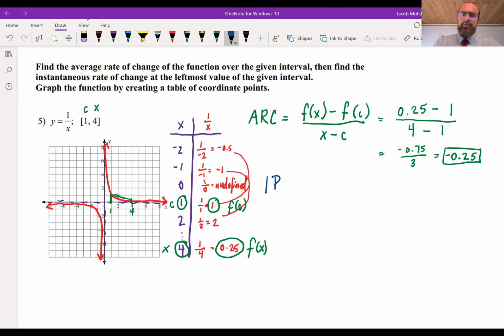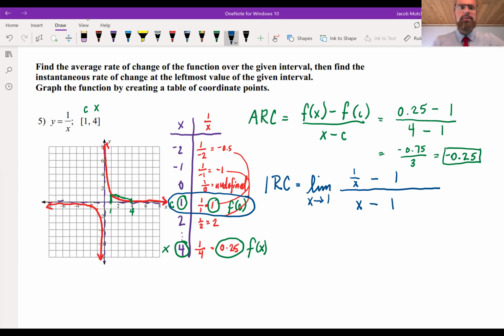So this is the one that, again, corresponds with the slope of the tangent line. So it involves the limiting process. We'll take the limit as x approaches the c value, which is, in this case, 1, of the function, so 1 over x, minus f at c, which we, again, have in the table here. I'll circle it as 1. So it's 1 over x minus 1, over x minus c, again, is 1. So then what I want to do is simplify that fraction.